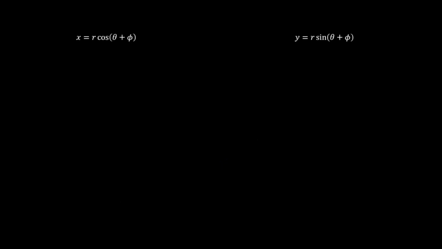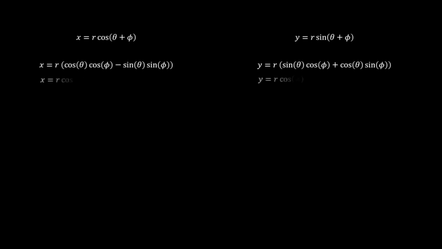Now, let's solve them together. But how? Using the angle identities, the addition and subtraction of two angles, we can express them like this. Note that cosine of theta plus phi is equal to cosine theta cosine phi minus sine theta sine phi. That is an identity. And on the other side, sine of theta plus phi is sine theta cosine phi plus cosine theta sine phi. Okay? Now, let's distribute the letter R inside the parentheses.